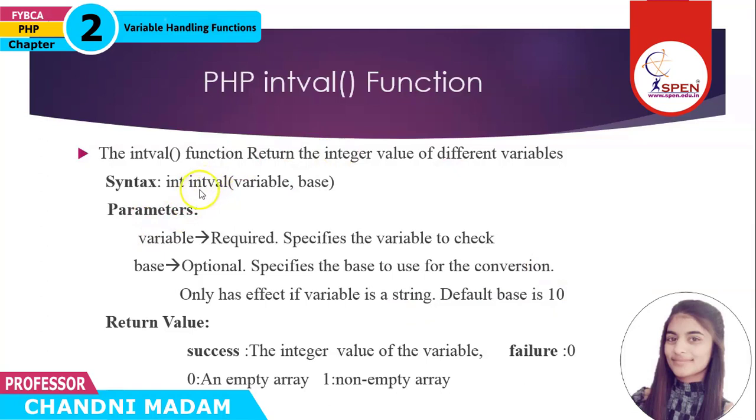Here this function, if it executes successfully, returns an integer value. If conversion has failed, then it returns 0. If you pass an empty array, then this function returns 0. If you pass a non-empty array as the variable, then this function returns 1.